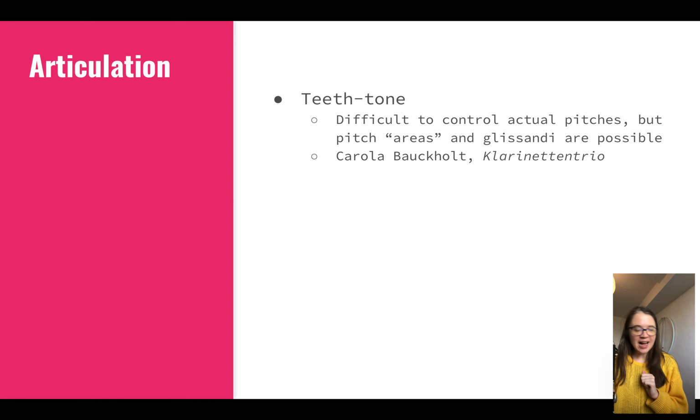Anyway, moving on. So another nice one is teeth tone. Most of these things, by the way, are possible on all the clarinets. I'm just kind of switching back and forth based on what the example is going to be, and just to give you an idea across the board.